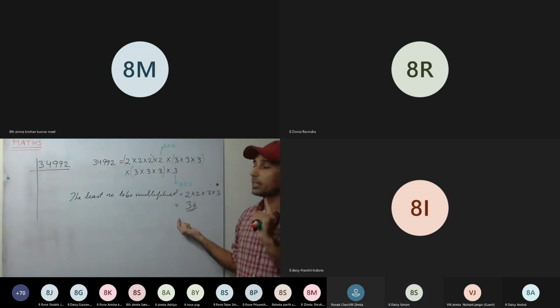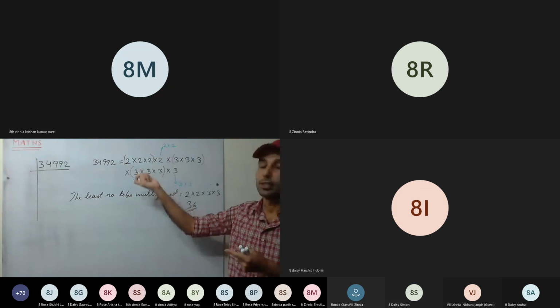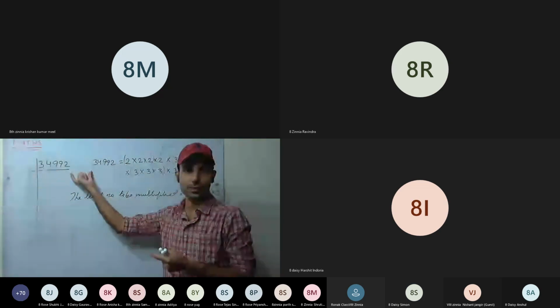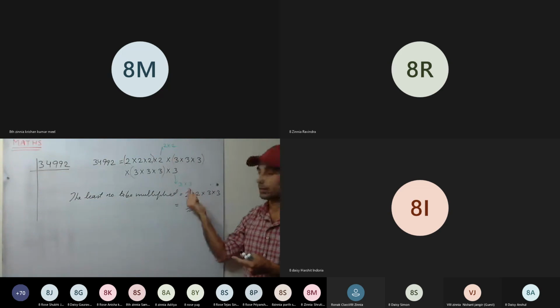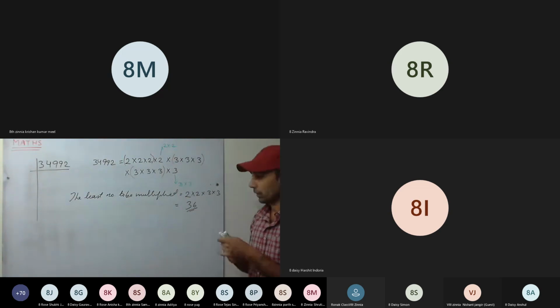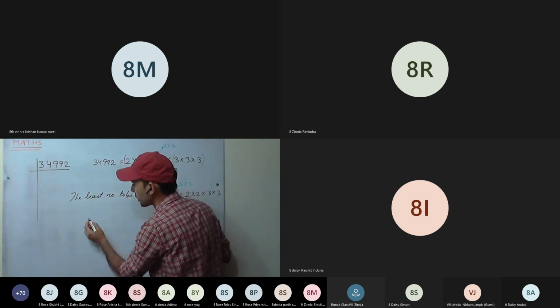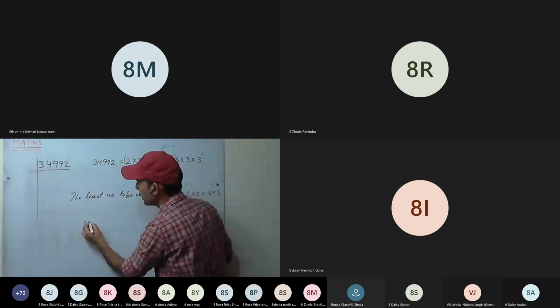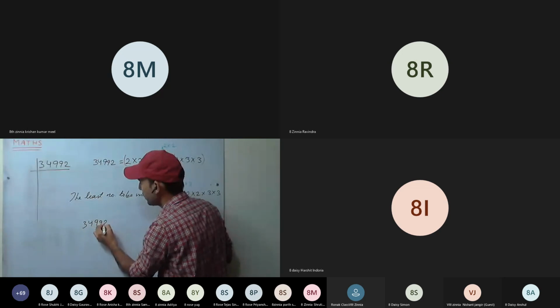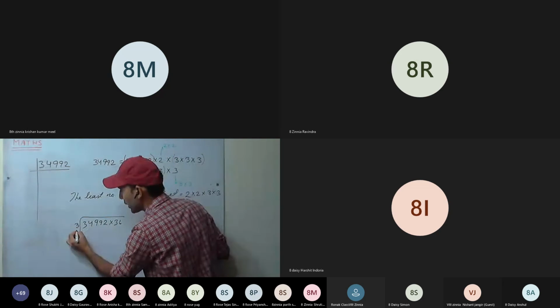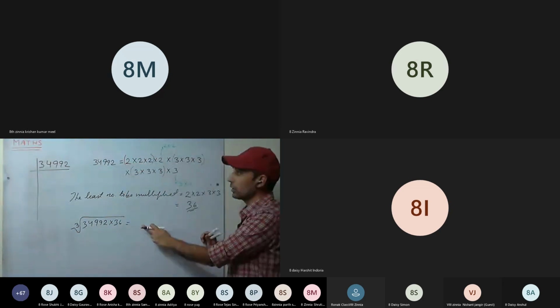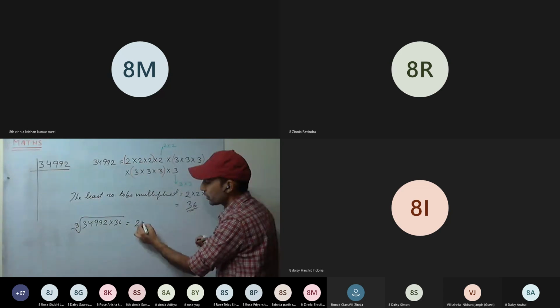In squares what we did? Pairs. And in cubes we do the triplets. 36. Okay. Now the resultant number, the product will be how much? 34992 into 36. Its cube root we have to find. So what will be the cube root? Take one from each. 2.